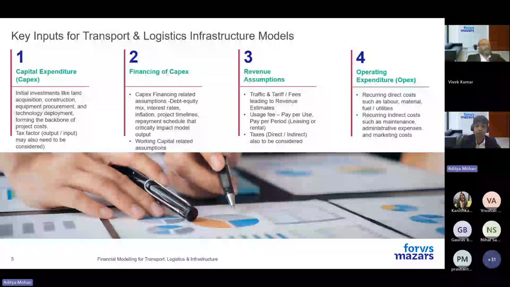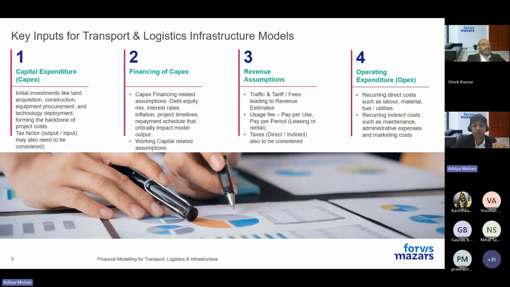Now, what's also important to note is that CapEx numbers are not pulled from thin air. They're derived from detailed technical plans, cost estimates, and development or concession agreements. So these inputs form the foundation of your cost assumptions, and any variation in them directly affects project viability. So whether you're modeling a logistics hub or a highway corridor, your CapEx assumption must be realistic, well documented, and in sync with engineering and legal inputs.